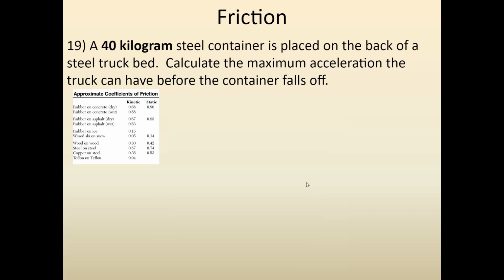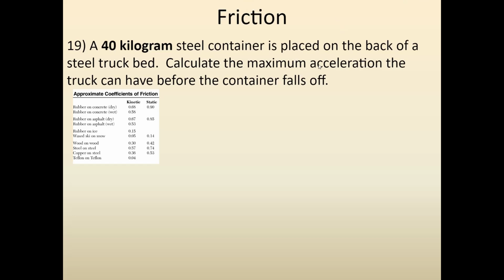All right. So we have a steel container placed on the back of a steel truck bed, and we want to know what the maximum acceleration of the truck is before the container falls off. So this seems like it's going to be a little bit more complex, but it actually isn't too much. So first, they want the max acceleration. Well, that's a clear indicator that I need to find the net force or a force acting on the object, because I can find acceleration with the F net equals ma equation. In this case, there's really only one force acting horizontally onto the object, and that is the frictional force.